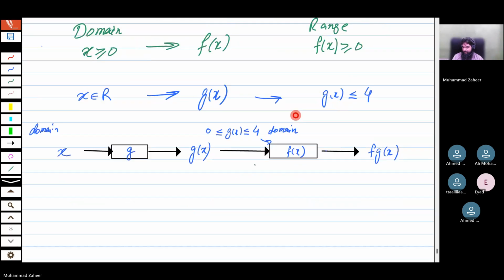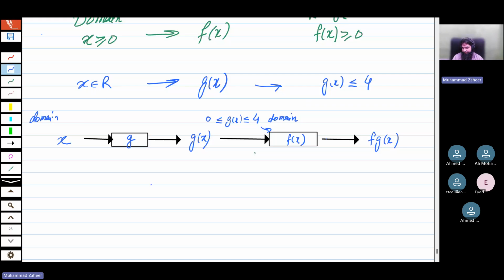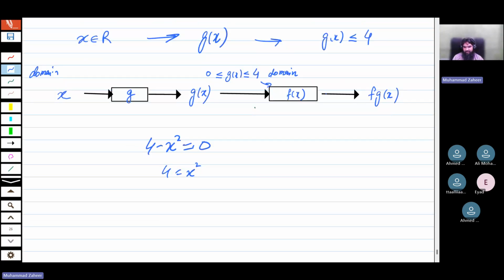You have 4 minus x squared. I'm going to take it equal to 0 if I need a 0. So it is minus x squared, take it on the other side, it will be plus x squared. To remove the square, I'm going to take the square root. So I'm going to get the answer plus 2 and minus 2. Now let me check.